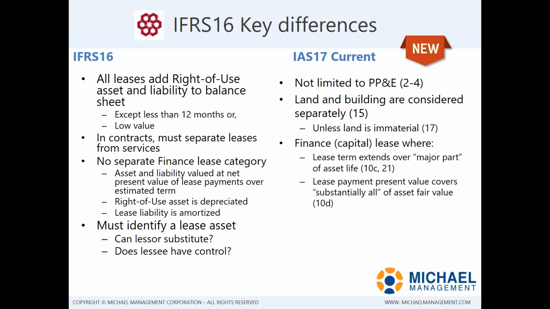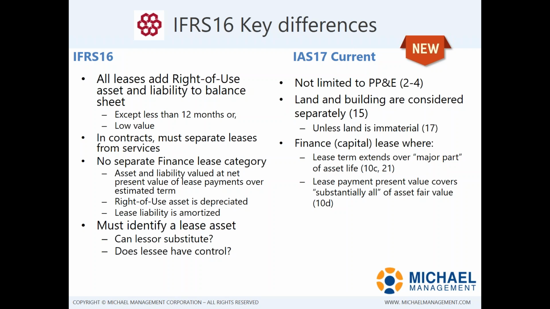So let's compare what that really means. IFRS 16 is on the left. That's the new standard. On the right is IAS 17. So today it's not limited to PP&E. Building and land is considered separately unless the land is immaterial. Notice there's not a percentage bright line rule there. Finance capital leases if it extends over the major part of the asset life or the fair value is greater. So pretty much the same language that the U.S. uses today to identify a capital lease. Well, guess what? That completely goes away when you adopt this for your international.